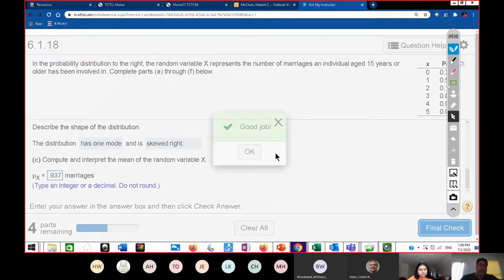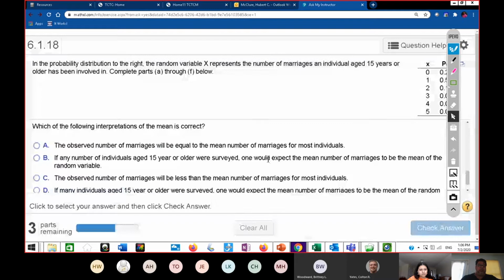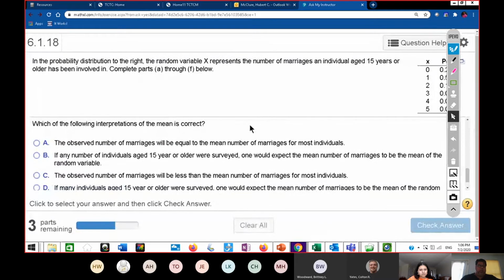Okay, which of the following interpretations of the mean is correct? The observed marriages will equal the mean number of marriages for most individuals. If any number of individuals age 15 or older were surveyed, the observed number of marriages will be less than the mean number. If many individuals age 15 or older were surveyed, one would expect the number of marriages to be the mean. It's either A or D. It's D. Good.